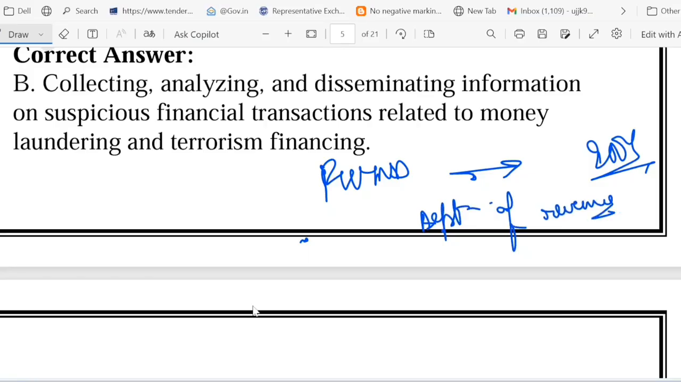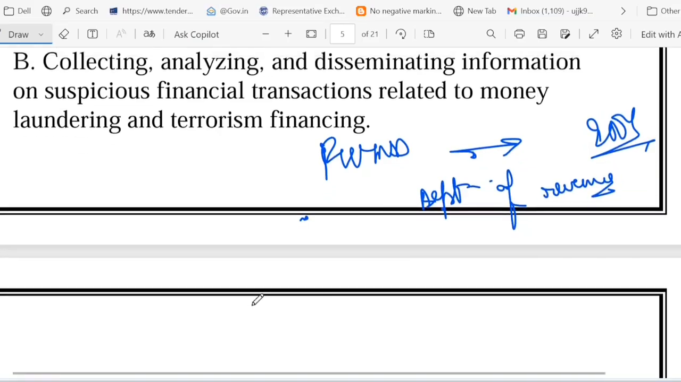And Ministry of Finance. Its role is to collect, analyze and disseminate information on suspicious financial transactions. Reports it handles are like CTR, STR, NTR, CBWTR.